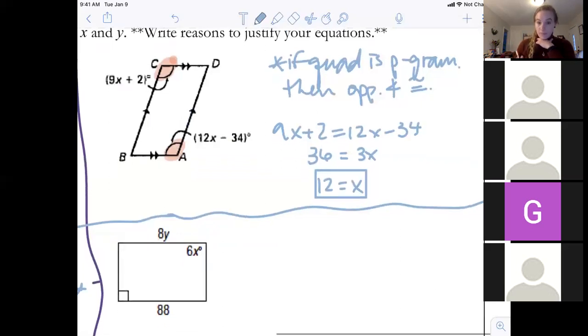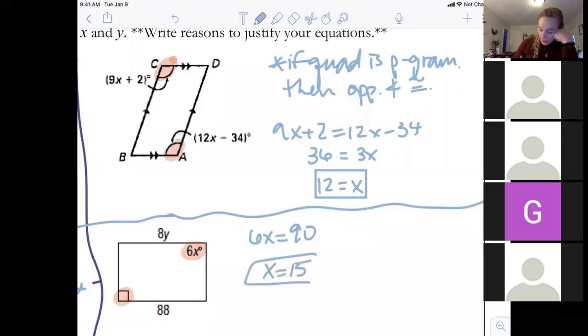Six x is equal to 90. Whoa, how did you know that, Griffin? Because opposite angles are congruent. Very good. 90 and 6x are both opposite angles. So I'd write the same thing that you literally just had me write above. I would say if a quad is a p-gram, then opposite angles are congruent.